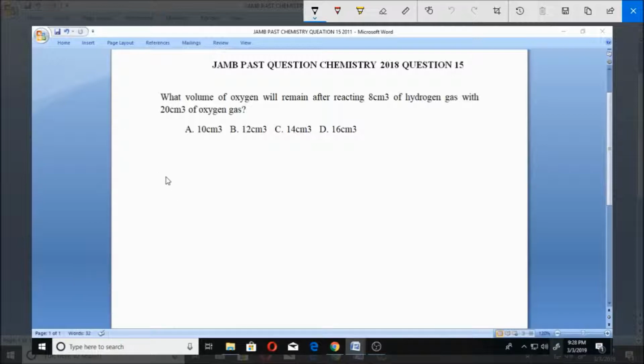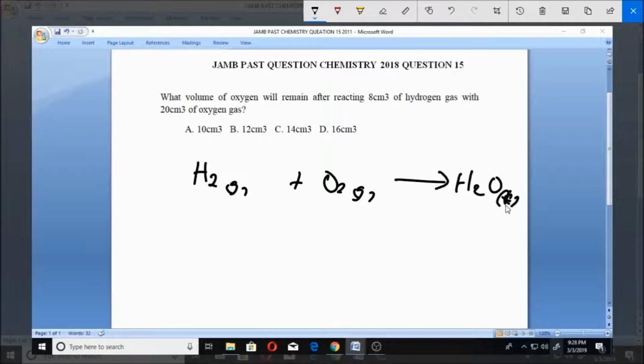This is a very simple one to solve, because first of all we need to write the equation of this very reaction of oxygen and hydrogen. So if you have hydrogen, which is H2 gas, reacting with oxygen, which is O2 gas, you know you are going to have H2O, which is water. Now, how do you balance this?